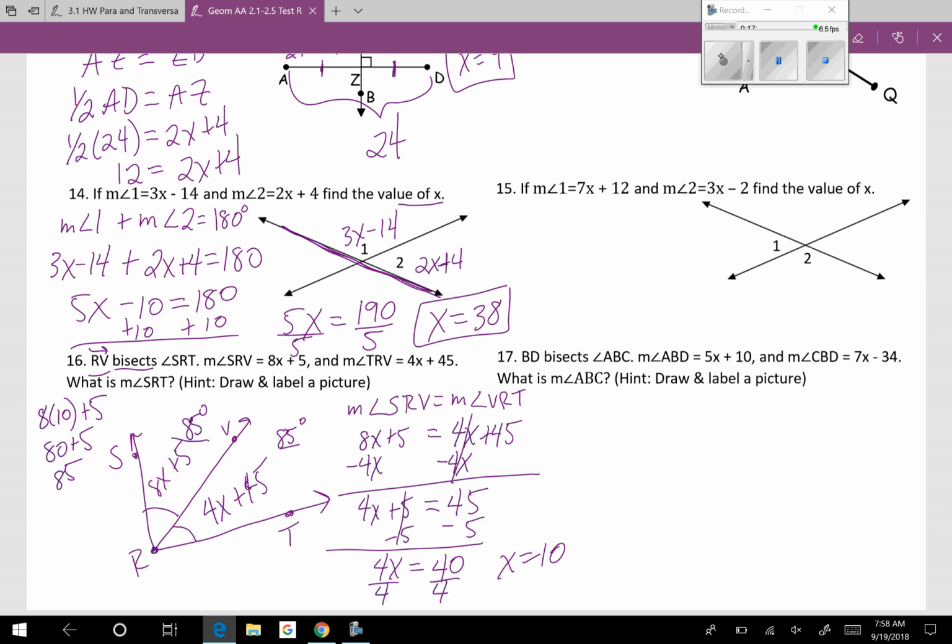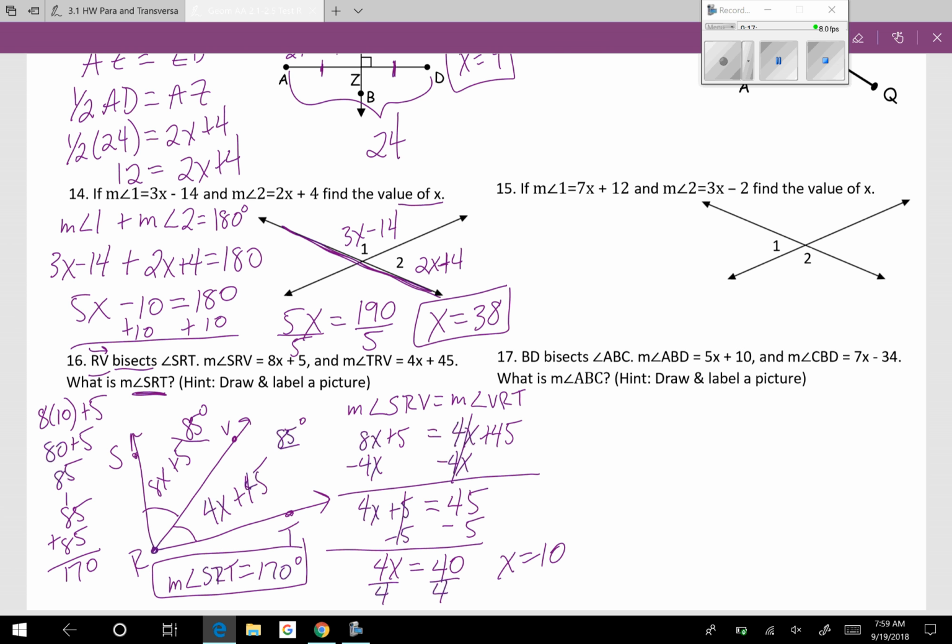So they're asking us for SRT. SRT is the big angle. So you just have to take the two small parts and add them together. So you got 85 plus 85. 5 plus 5 is 10. 8 and 8 is 16 plus 1, that's 17. So the measure of angle SRT is equal to 170 degrees.